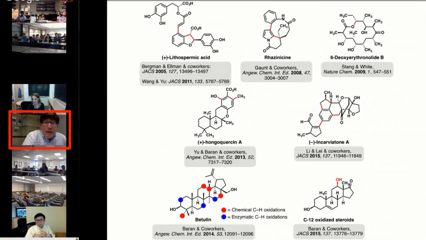Work from China, the synthesis of incarviatone A by Li and Lei, also a very imaginative design. That synthesis was truly highly reliant on CH functionalization reactions. And then you have various projects from the Barron Laboratory. I don't have room to show all of those. The Barron Lab at Scripps is also very active in the area of CH functionalization, CH oxidation, morphing CH bonds into CC bonds, you name it.